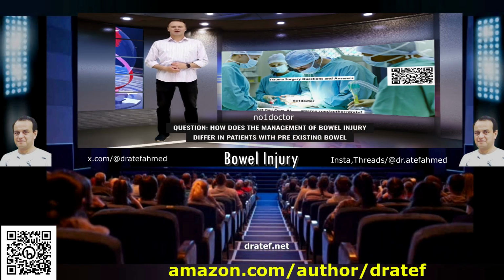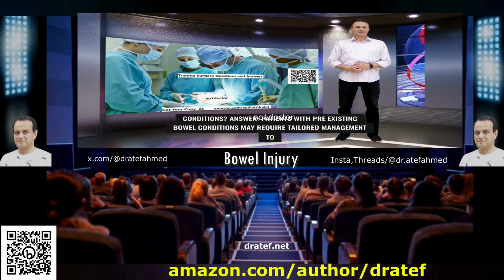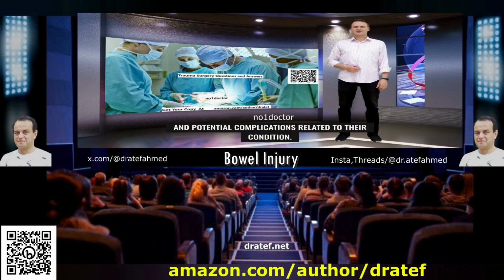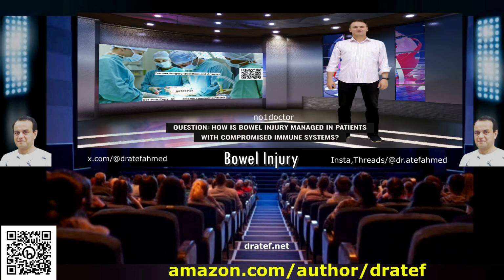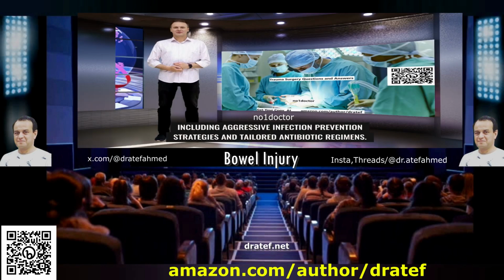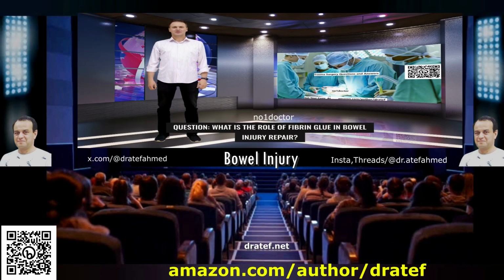Question. How does the management of bowel injury differ in patients with pre-existing bowel conditions? Answer. Patients with pre-existing bowel conditions may require tailored management to account for factors such as tissue fragility, altered blood supply, and potential complications related to their condition. Question. How is bowel injury managed in patients with compromised immune systems? Answer. Patients with compromised immune systems require careful management of bowel injury, including aggressive infection prevention strategies and tailored antibiotic regimens. Question. What is the role of fibrin glue in bowel injury repair?